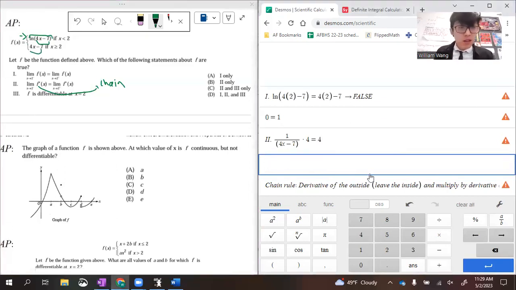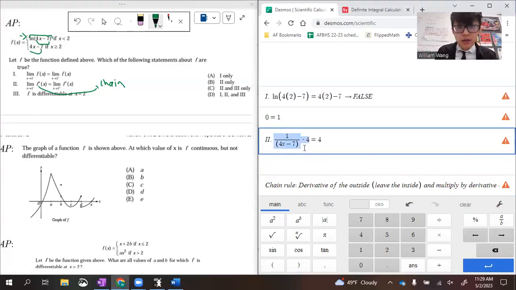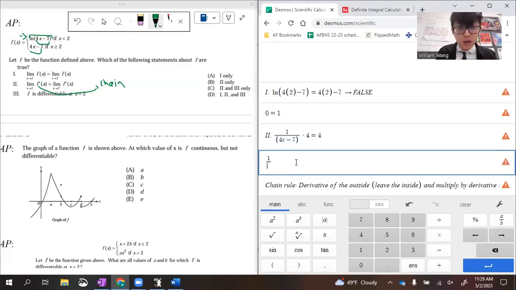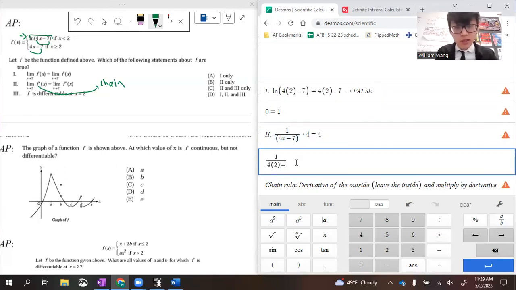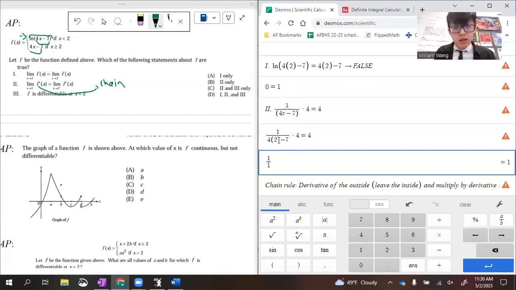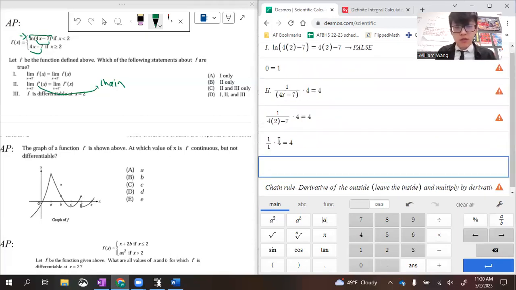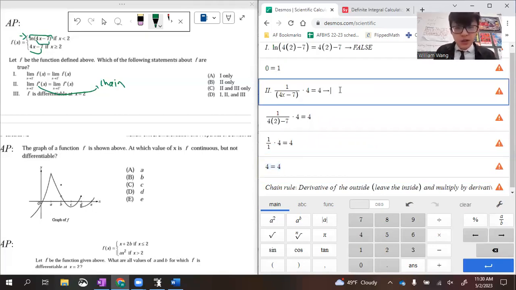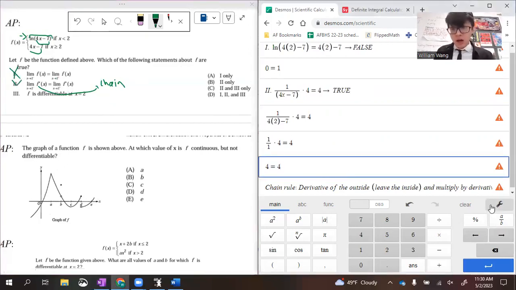Excellent. Now the limit from the left, that means I'm going to plug in 2 into my derivative. So it's 1 divided by 4 times 2 minus 7, times 4, is equal to 4. And that is going to be 1 over 1 times 4 is equal to 4. And that means 4 is equal to 4. So this one's false, this one's true, because the limit from the left and the right are equal to each other.